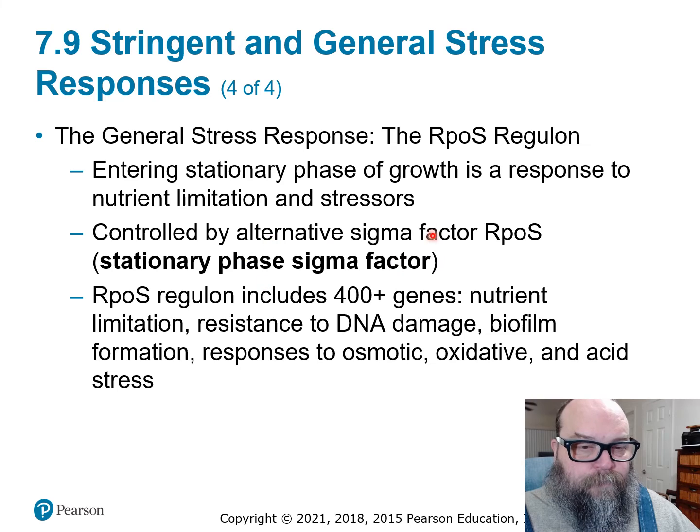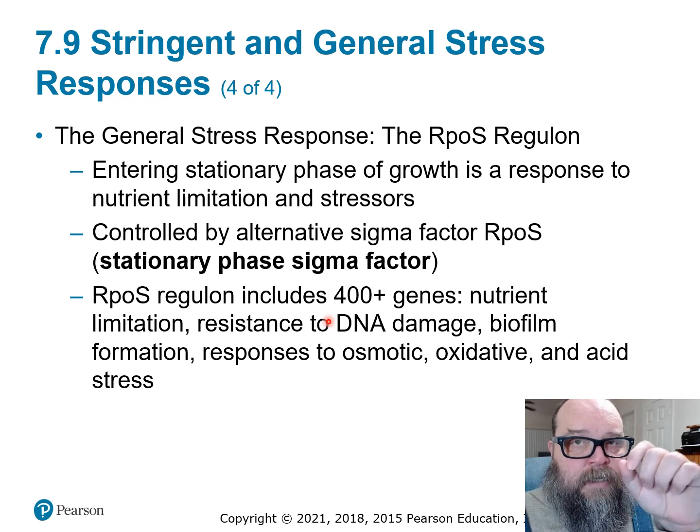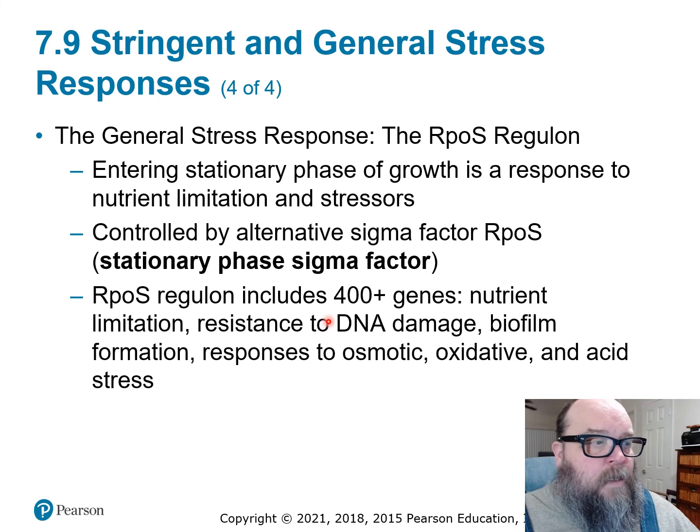RpoS is one of our proteins known as sigma factors. Sigma factors control regulons. Think back. An operon is one set of genes that need to be expressed all at once due to one stimulus. Well, regulons, remember, could be multiple operons or partial operons, or operons that have been split apart and moved all over the chromosome. So sigma factors control regulons, okay? Individual genes, operons, whatnot. So the RpoS regulon includes about 400 different genes.